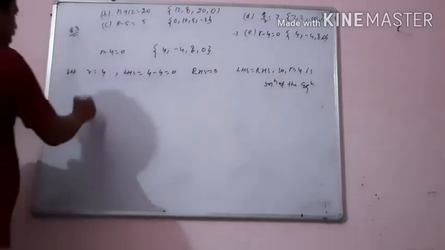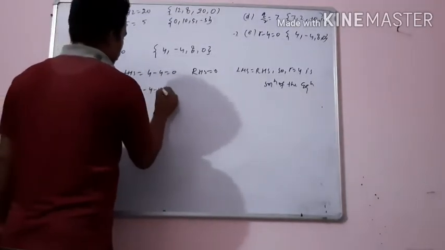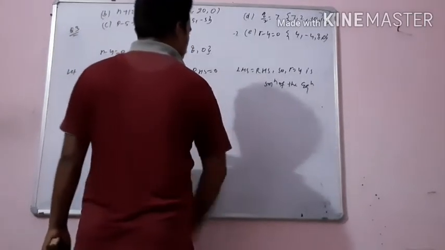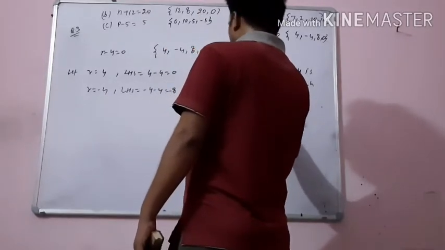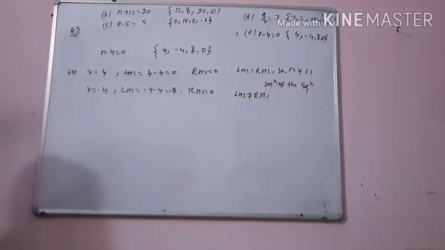Now take r equals minus 4. LHS will be minus 4 minus 4, that will be minus 8, and RHS equals 0. So LHS does not equal RHS. So r equals minus 4 is not a solution of the equation.